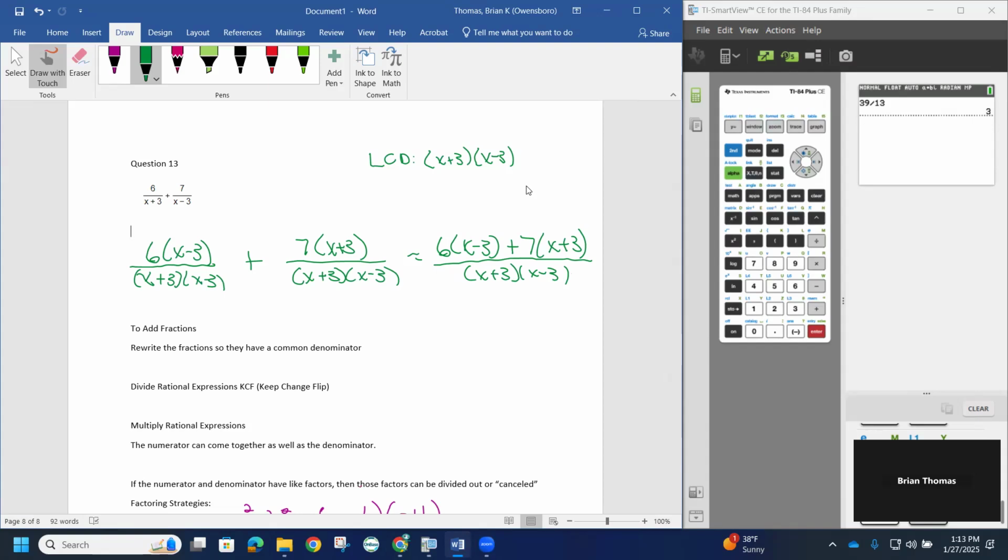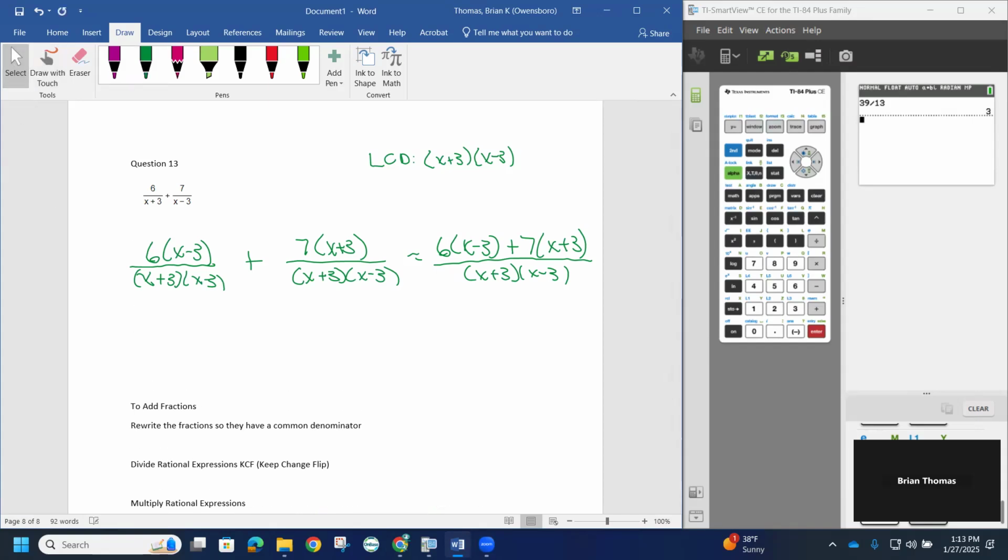Now, the issue with this, though, is it's got a little bit more work to be done. So this is a longer problem than we've been having. So let me make a little bit more room here. So what I can do to simplify this is go ahead and clean up the numerator. So I can multiply the 6 through. So this is going to turn into 6x minus 18. Plus then, I can multiply the 7 through. So that's going to be 7x plus 21. And then we have the common denominator of x plus 3 times x minus 3.